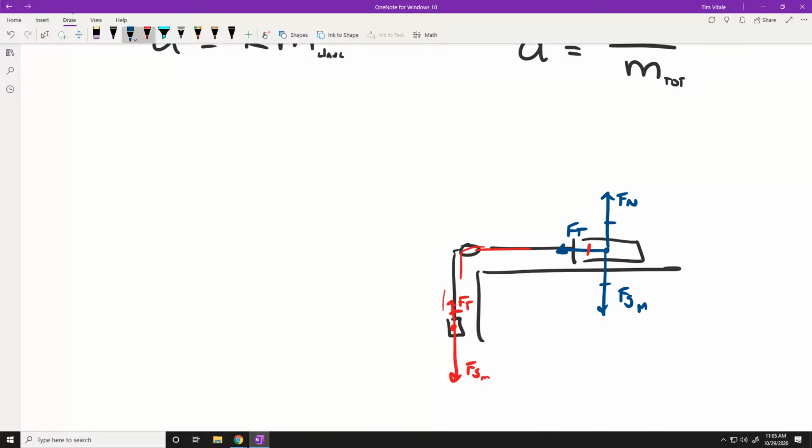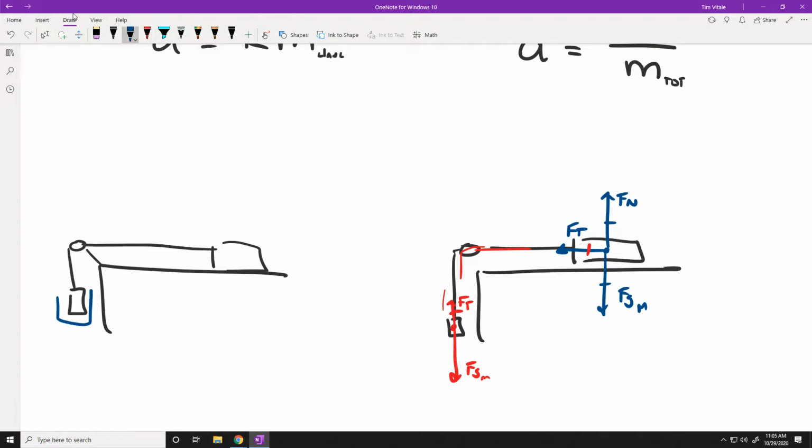So instead, what we're going to do is redraw the force diagram, but this time we're going to do it for the entire system. Remember I told you guys that we can define a system however we want to, and if I define the system as just these two masses, then we can draw a force diagram that looks like this.